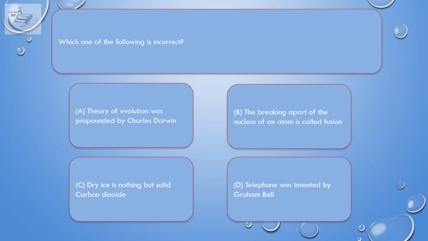Question: which one of the following is incorrect? A. Theory of evolution was propounded by Charles Darwin. B. The breaking apart of the nucleus of an atom is called fusion. C. Dry ice is nothing but solid carbon dioxide. D. Telephone was invented by Graham Bell. Correct answer is B. The breaking apart of the nucleus of an atom is called fusion.